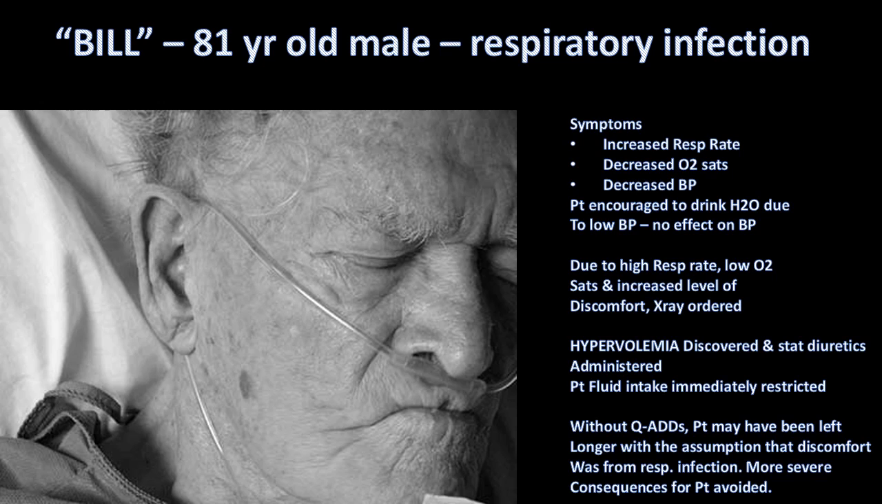When she came back and checked his blood pressure, the water had no effect, and it was still quite low. Due to the high respiratory rate, the low oxygen saturation levels, and Bill's increasing level of discomfort, the nurse decided to call his doctor, and the doctor ordered an X-ray. It was discovered that Bill had hypervolemia. As a result, the doctor ordered a stat dose of diuretics, and Bill was put on an immediate fluid restriction.